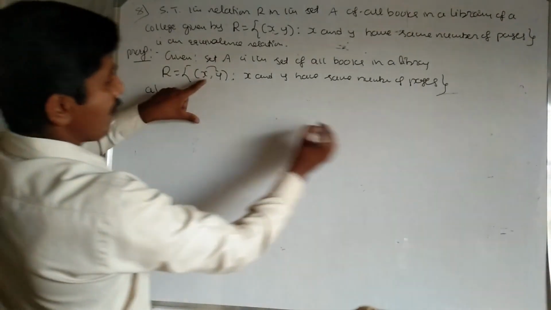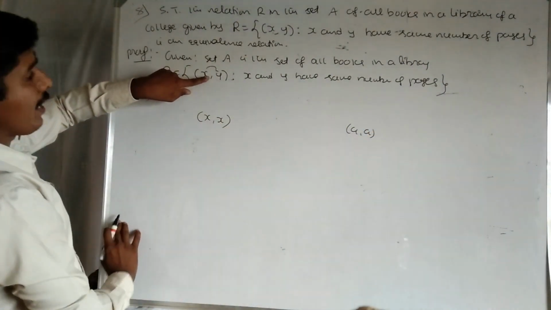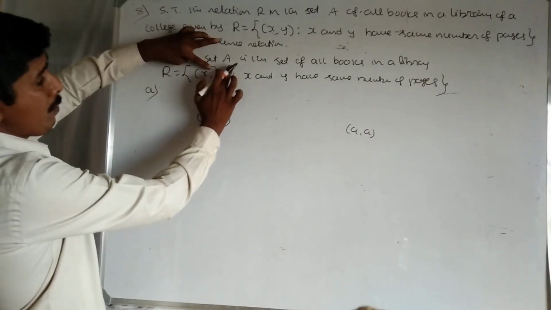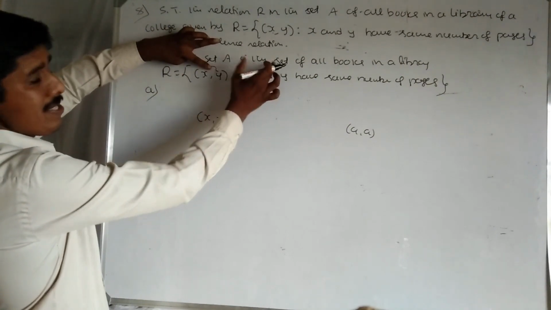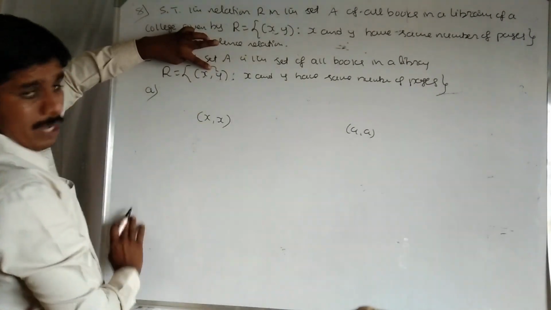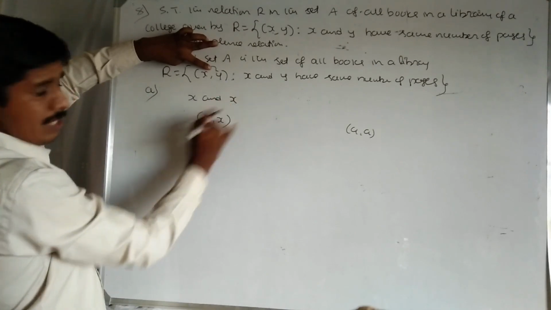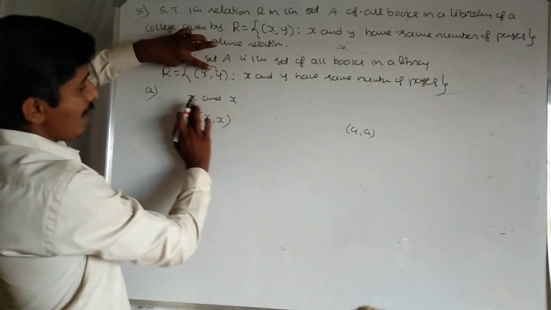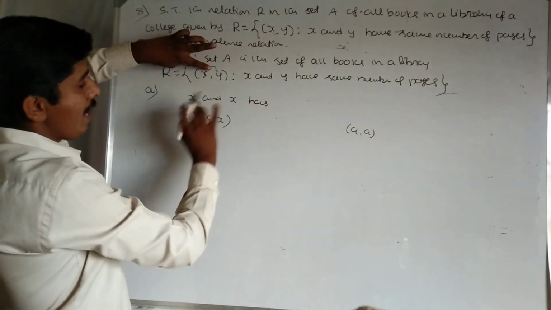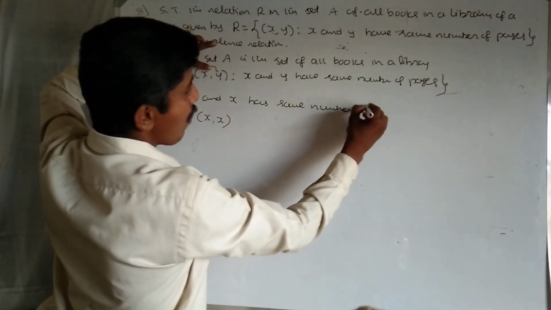First, reflexive means here (a, a); instead of (a, a) I am taking (x, x). Correct. (x, x). What is the relation between the first and second book here? Both x and y are books because both x, y belong to set A, the set of all books. Relation between x and y: have the same number of pages. For reflexive, x and x are the same book, x again x. Correct. X and x has, because x is the same book. Don't say have, for the singular take has. X and x has the same number of pages.